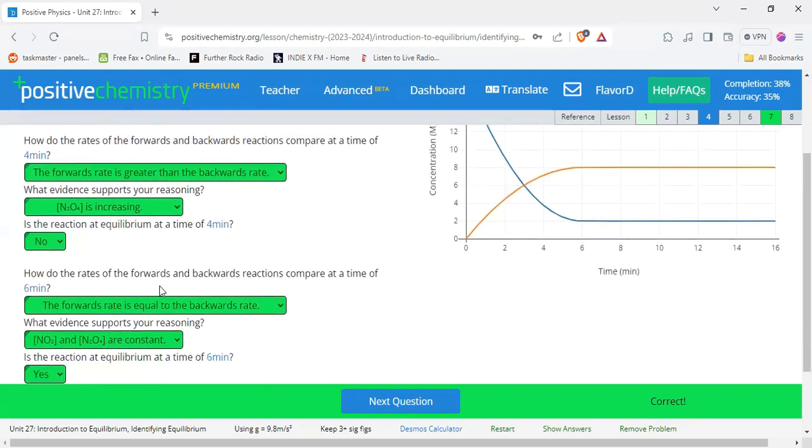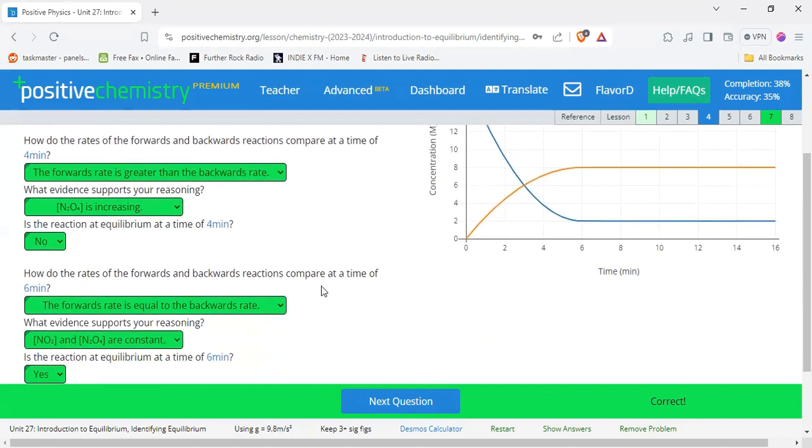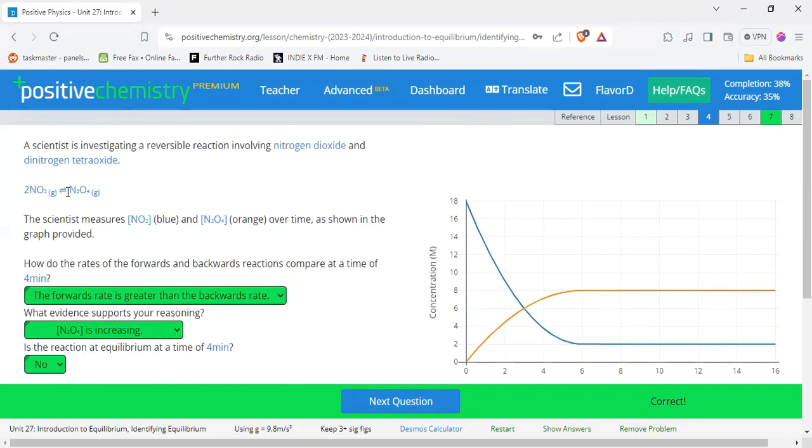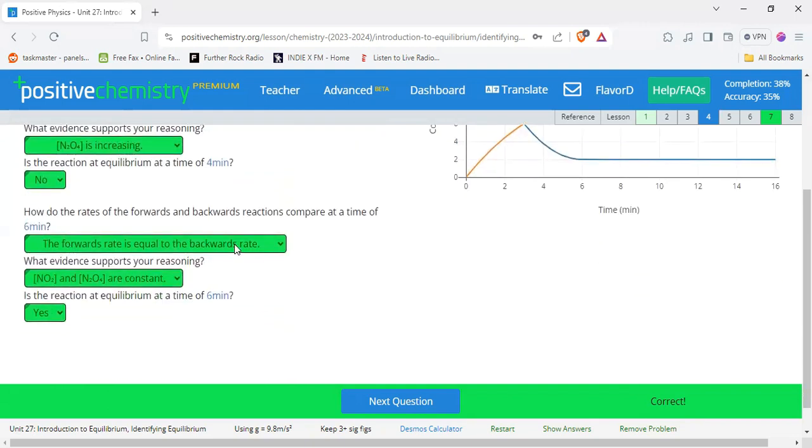However, at 6 minutes, the molarities don't change. So the forward rate is equal to the backward rate. If these aren't changing, it's not that nothing's moving, but we're trading 1 and 1 and 1 and 1. So you might as well view it as being stopped for all mathematical purposes. Really, it's that the forward rate is equal to the backward rate. And the molarity is a constant, which means it is at equilibrium.